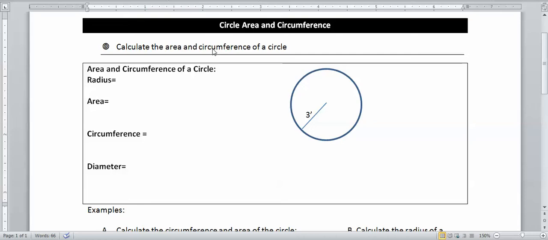Alright guys, today's lesson involves the area and circumference of circles and using the formulas for that to find out various data on circles. Okay, so the first thing you have to understand is what a radius is. And the radius, and you probably heard this before, but the radius of a circle is the distance from the center to the edge of the circle.